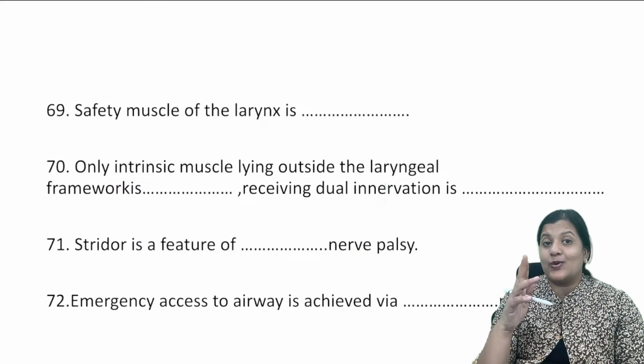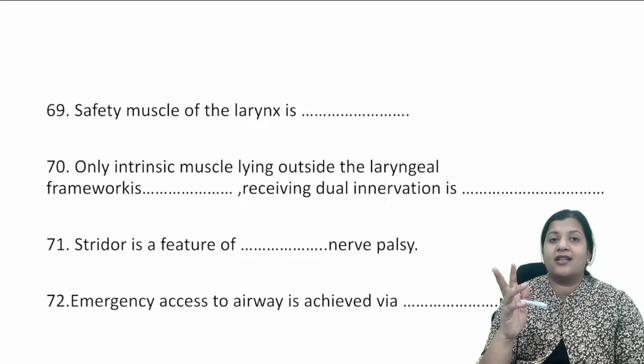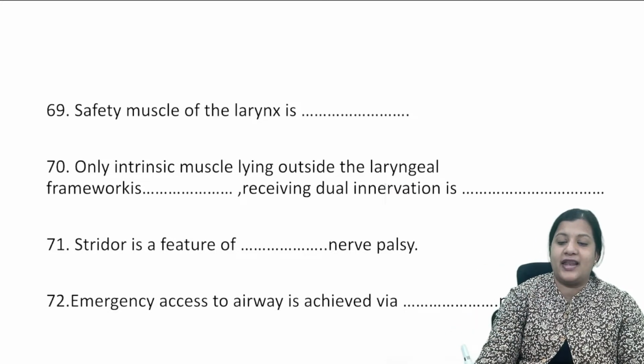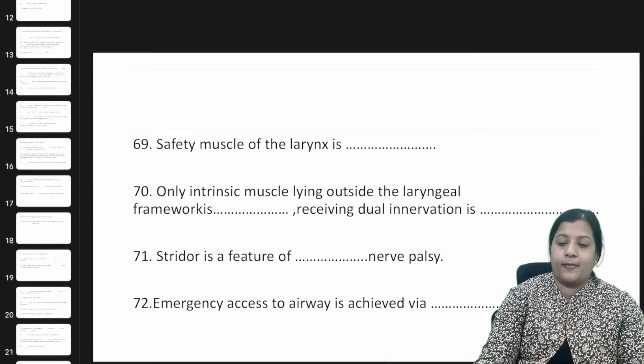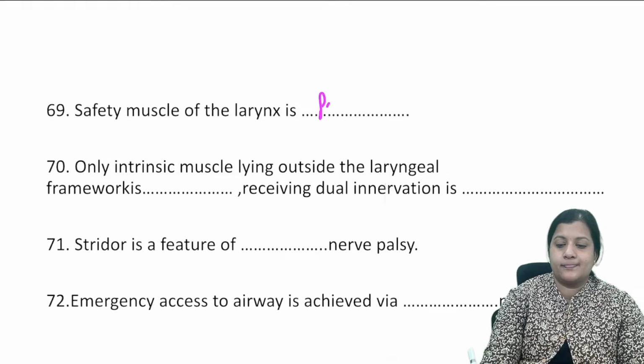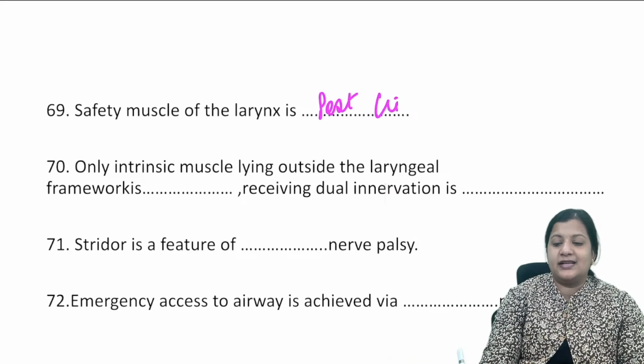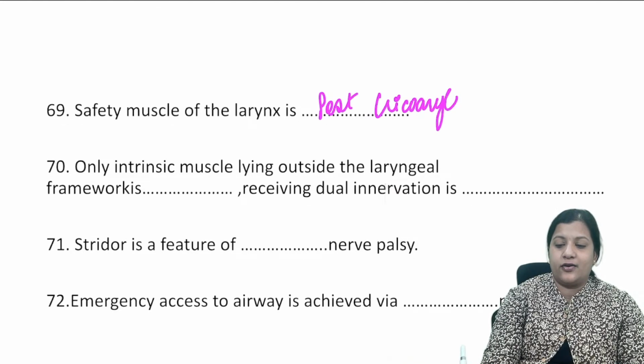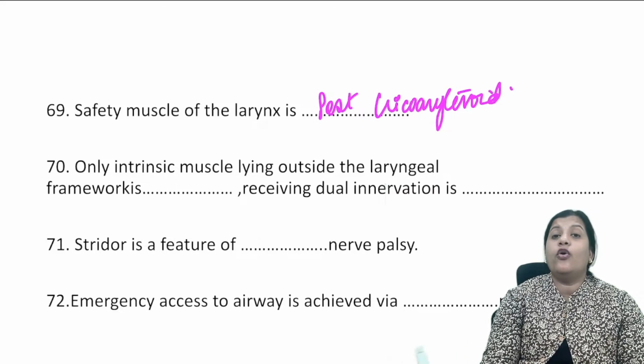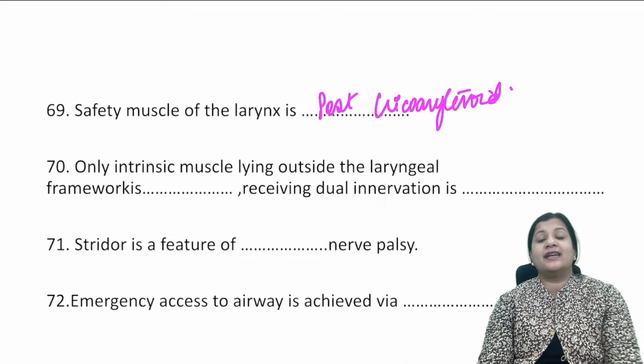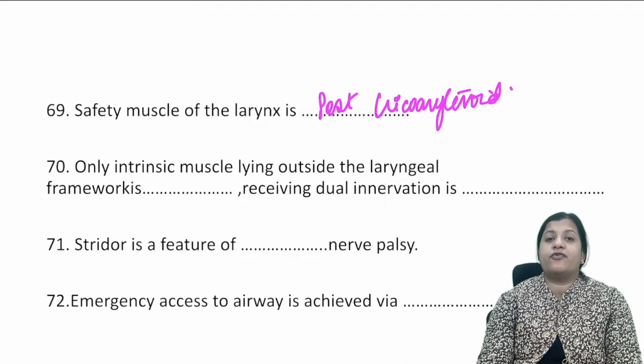What is the safety muscle of the larynx called? Which muscle is responsible for respiration, for abducting the vocal cord? What is that safety muscle of the larynx called? Yes, it is the posterior cricoarytenoid. The only intrinsic muscle of the larynx that is lying outside the laryngeal framework, what is this?